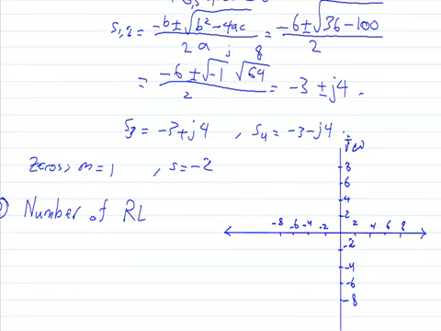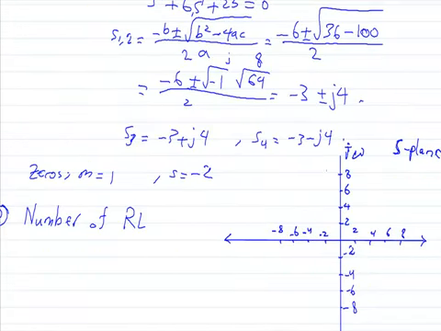Now, let's identify the poles and zeros on the s-plane. This is an s-plane. We'll use another color. For the poles, we have 0 and minus 5. 0 in the origin, and minus 5 here. And the other thing is minus 3 plus j4. Minus 3 is here. Plus j4 and minus 3 minus j4. So we have the poles identified on the s-plane.